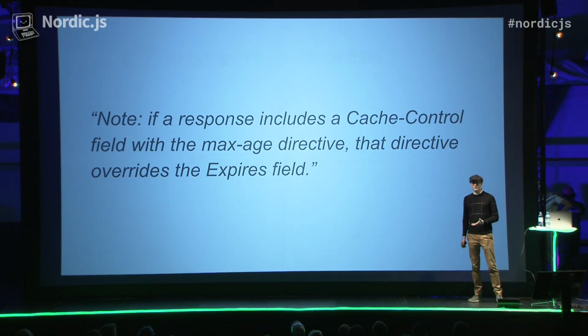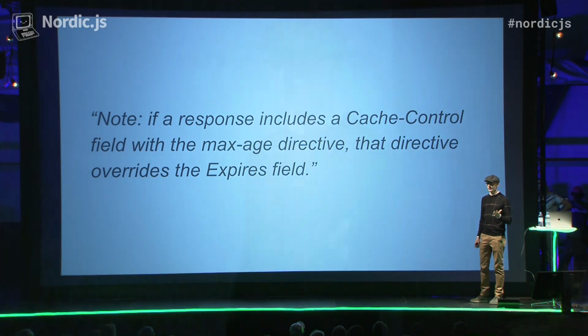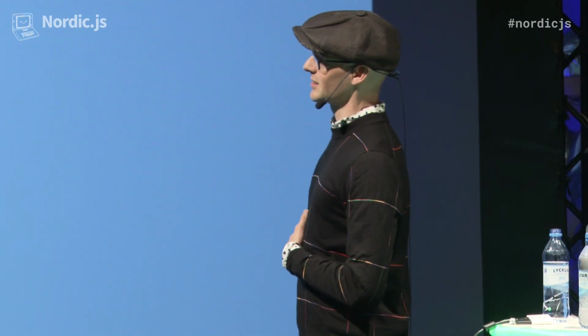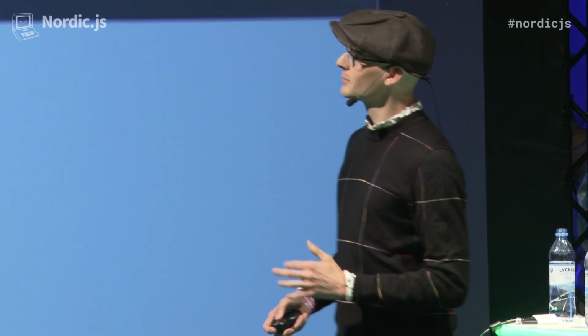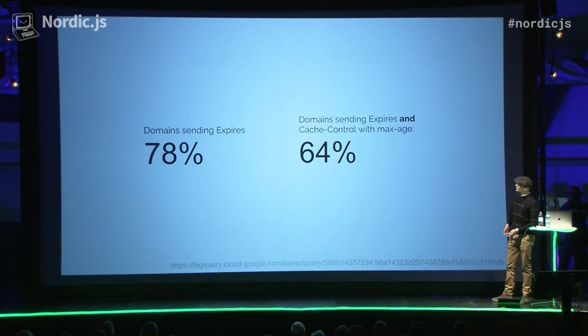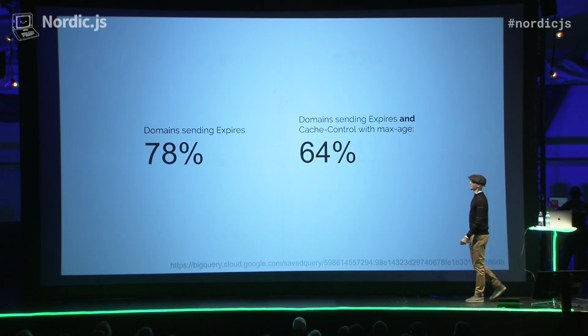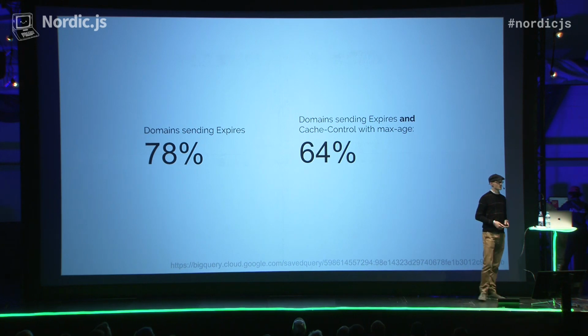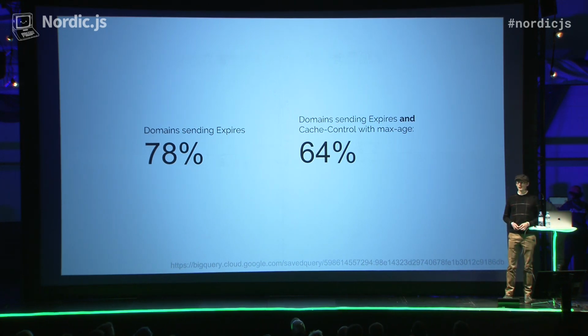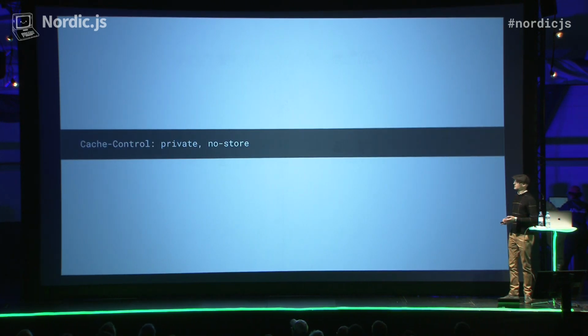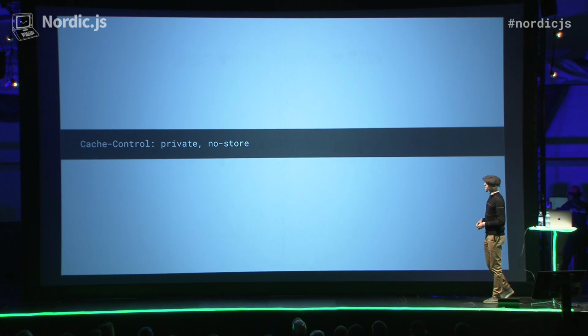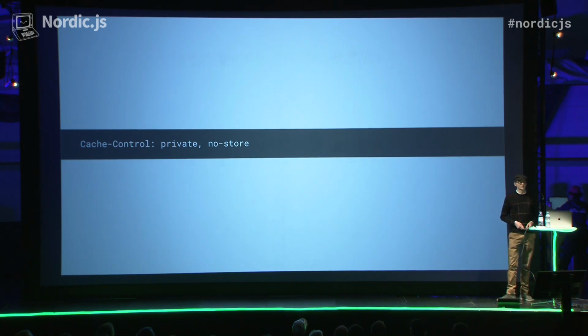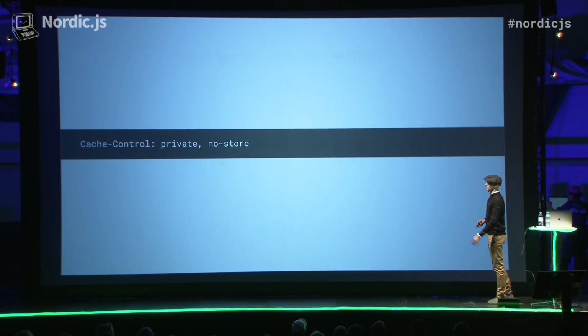So obviously, there is no one who is serving both a Cache-Control header with a max-age directive and also an Expires header, apart from all of these people. 64%, in fact, of the sites that emit an Expires header also emit a Cache-Control header with a max-age field. So you don't need it. You can get rid of it. If you want something to not be cached, just use Cache-Control: private, no-store. No-store says browsers won't store it, and private says that shared caches like CDNs, like Fastly, which I work for, will also not store it.